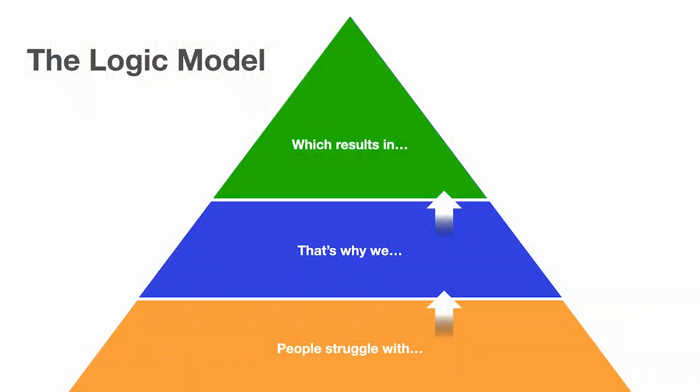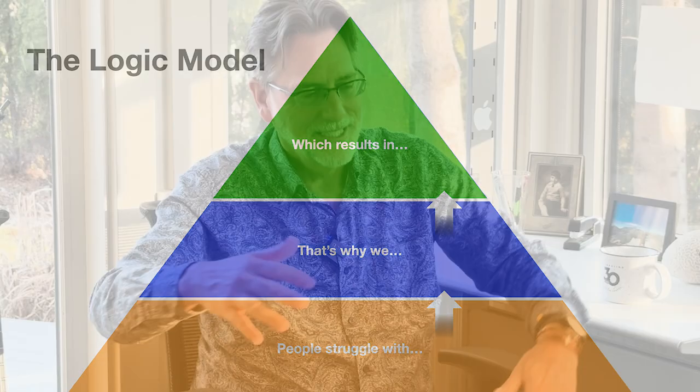Now, to make it really super simple, I'm going to just use this pyramid diagram, and it's just got 3 layers. People struggle with X, whatever it is, which is why we do Y, whatever you do, which results in Z. This is all the beautiful results. So: people struggle with, which is why we, which results in. That's pretty much what the logic model is. We're going to get into a much more detailed version of it.